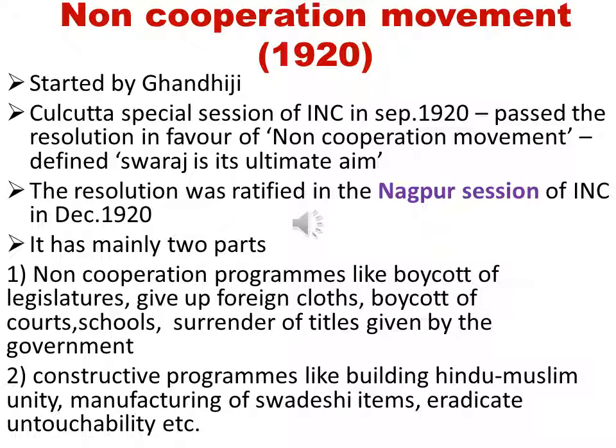And it has actually mainly two parts. The non-cooperation programs like boycott of legislatures, giving up foreign clothes, boycott of courts and schools, surrender of titles given by the government, etc. And the other, constructive programs, like building Hindu-Muslim unity and manufacturing of Swadeshi items.